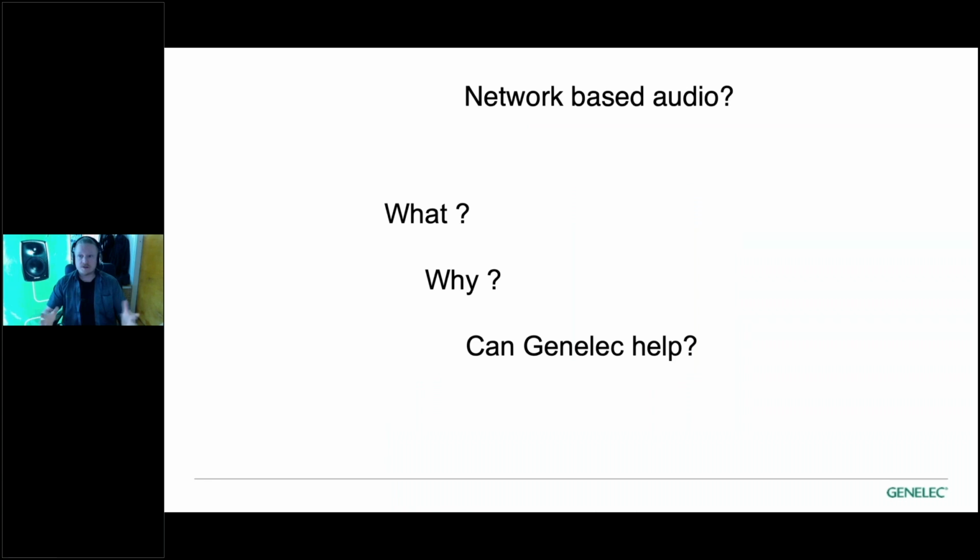And let's start by looking at the very basic questions about networked audio. What is it? Why does it matter? What makes networked audio such a game changer and big thing in terms of designing and using AV installations and audio systems? And also, what is the offering, or what Genelec has to offer that we can provide for you?